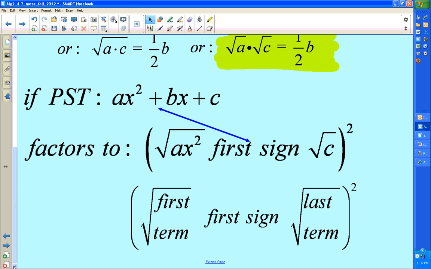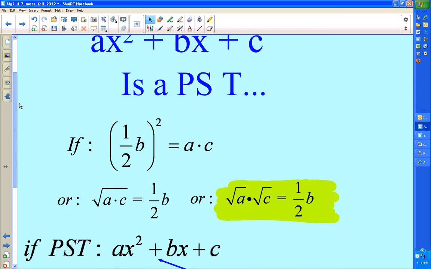Let's take a timeout right here and let's make sure you've got it, and then let's look at some examples and see how it works. All right. Okay. Everybody okay with this page?